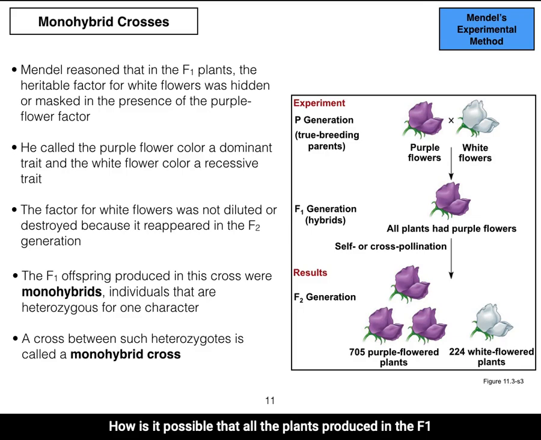How is it possible that all the plants produced in the F1 generation were purple, and then they were cross-pollinated and white flowers appeared? Mendel reasoned that the F1 generation had the heritable factor for the white flowers, but this was hidden or masked by the presence of the purple flower trait. He therefore called the purple flower color a dominant trait, and the white flower color a recessive trait. When the white flower trait was not diluted, it reappeared in the F2 generation offspring.